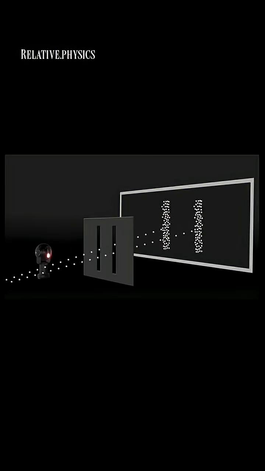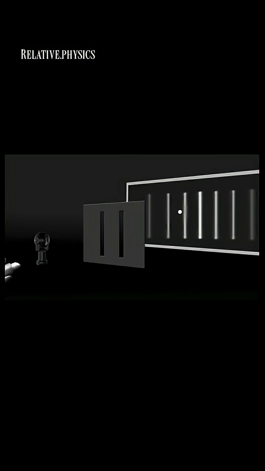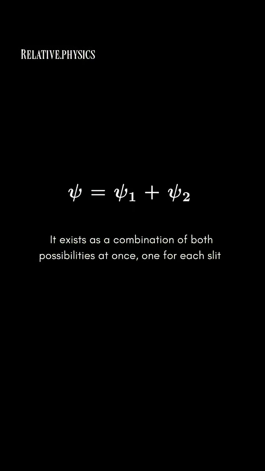However, when scientists used a measuring device to observe the slit that each photon passed through, the interference pattern disappeared and two strips appeared. The act of observing which slit it went through changed the behavior of the photons. This happens because a photon isn't really taking one path or the other. It exists as a combination of both possibilities at once, one for each slit.